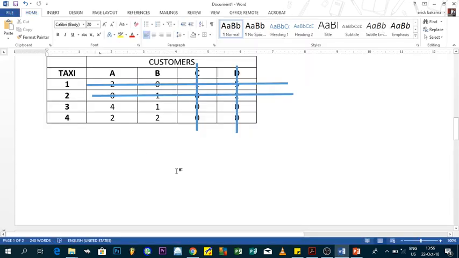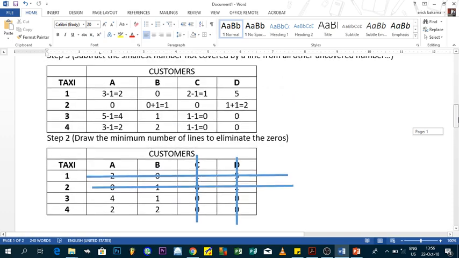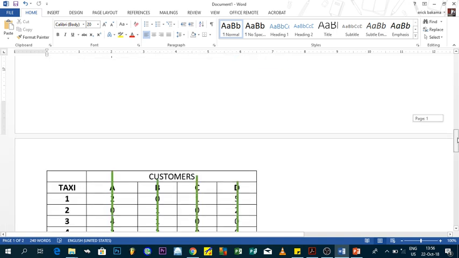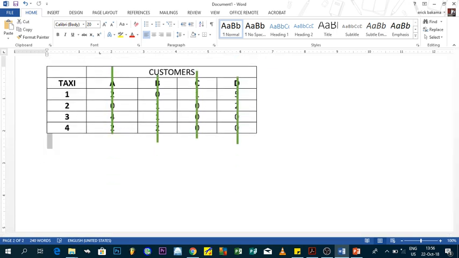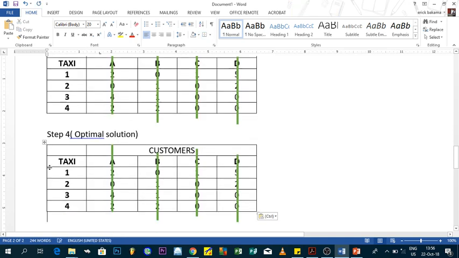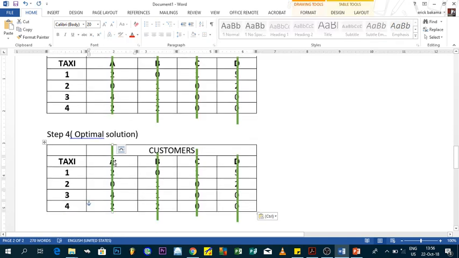And step 4 now is talking about the optimal number. Step 4, in this case here, where is it? Down here, we're going to make step 4, optimal solution. Now what do we do here? We go back to the initial table, we go back to the final table that we got, which is this one here, and we are going to try to allocate.